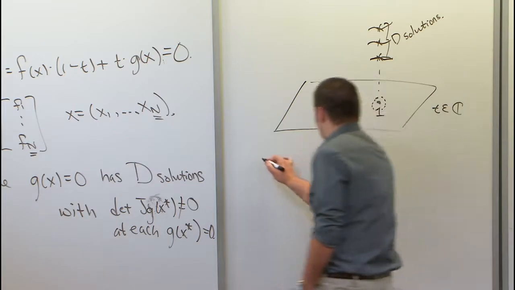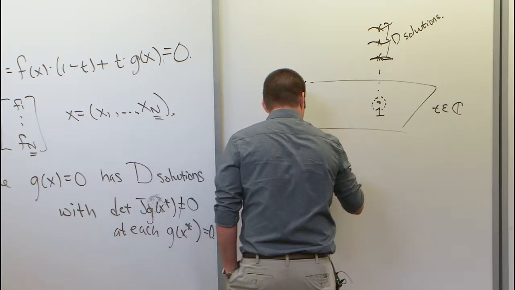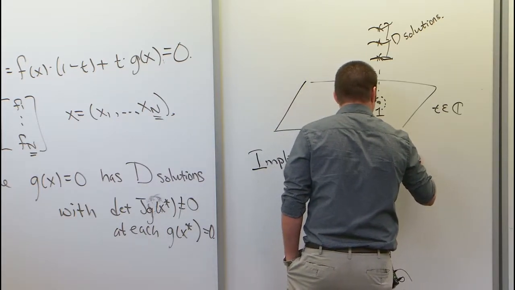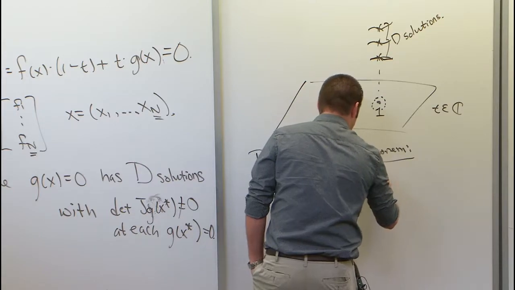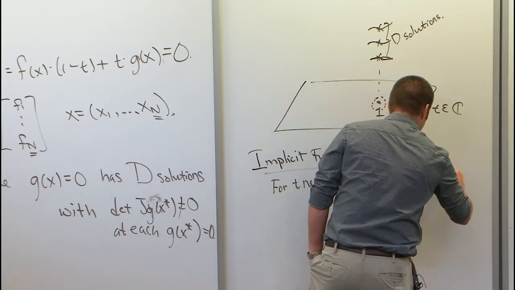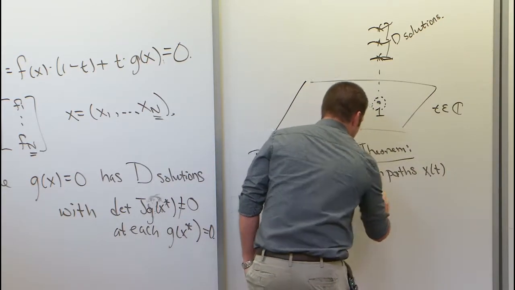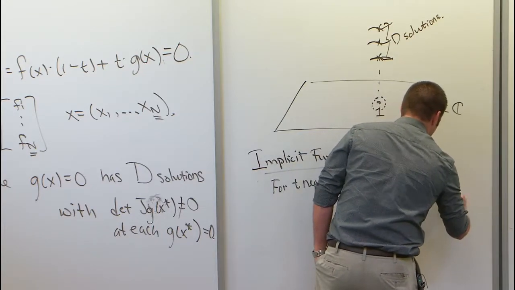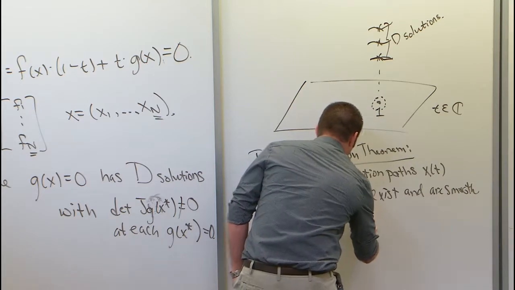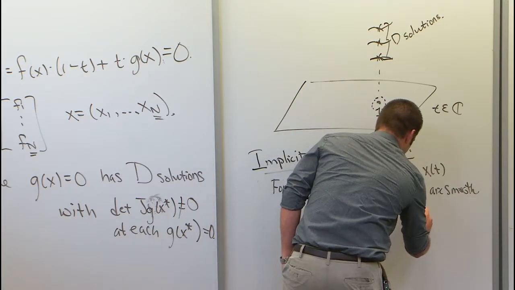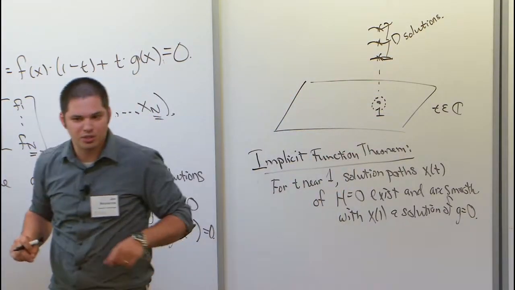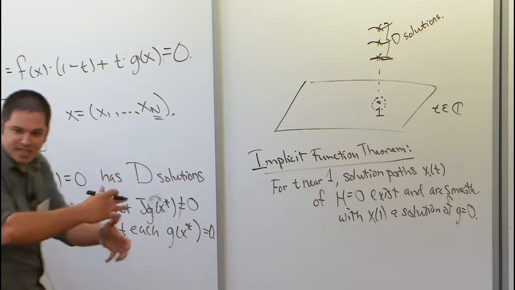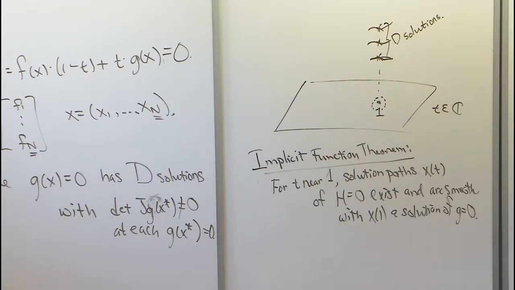So the implicit function theorem says that for t near 1, solution paths x sub t of h exist and are smooth. A solution of g equal to 0. So at every point of g equal to 0, I know that there's a solution path passing through there. So as I vary t, I get these nice curves. And what you can show is except for finitely many values of t, this is always true.